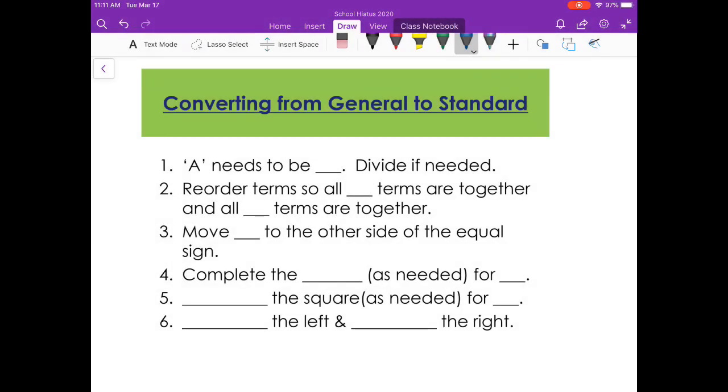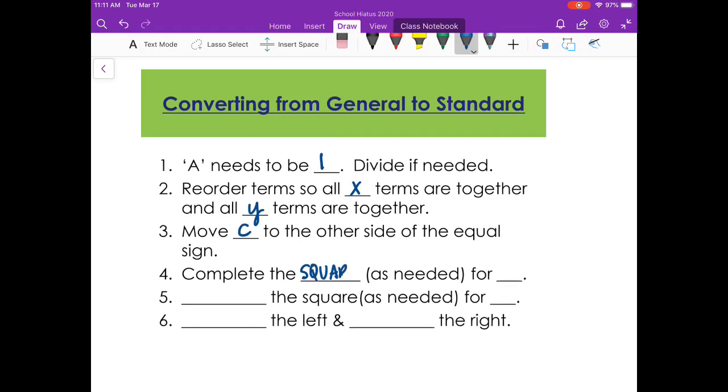To convert from general form to the more useful standard form, we need our leading coefficient to be 1. If the coefficient of x squared is a number besides 1, divide all of the terms by this number. Then arrange the terms so that the x terms are together and the y terms as well. Move the constants to the other side of the equal sign and complete the square as needed for both x and y. Factor the left and simplify the right.